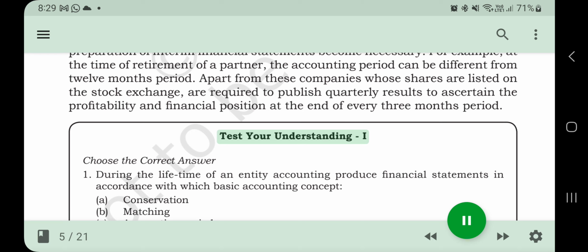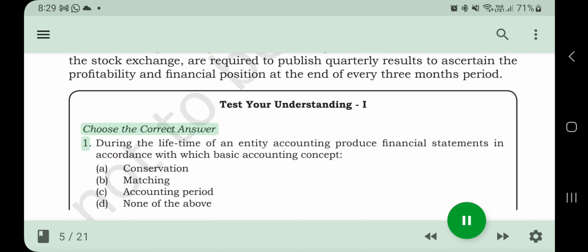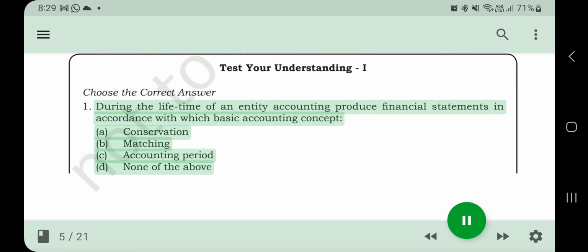Test your understanding. I. Choose the correct answer. 1. During the lifetime of an entity, accounting produces financial statements in accordance with which basic accounting concept? A. conservation, B. matching, C. accounting period, D. none of the above.